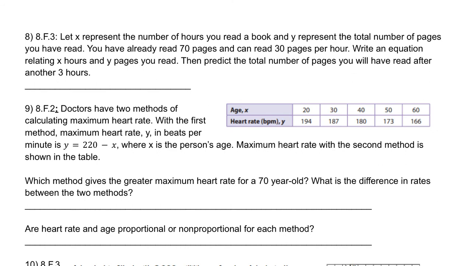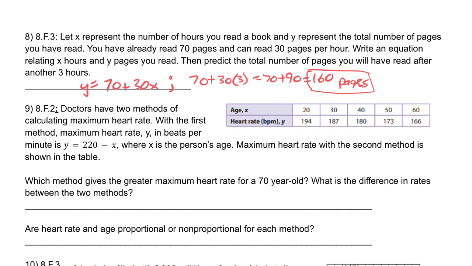In this one, let x represent the number of hours you read a book and y the total number of pages you have read. You have already read 70 pages and you can read 30 pages an hour. Write an equation relating x in hours and y the pages you read, then predict the number of pages you will have read after another 3 hours. So I would say it's y equals 70 plus 30 times x. And after 3 hours, it would be 70 plus 30 times 3, which is 70 plus 90, which is 160 pages.